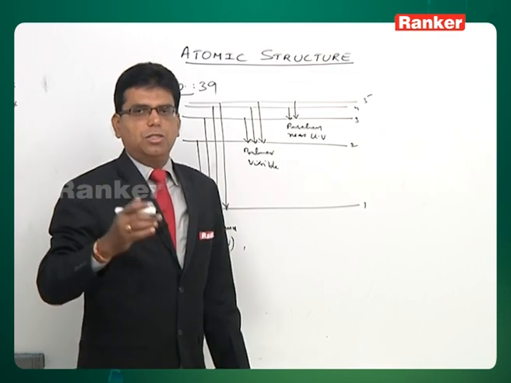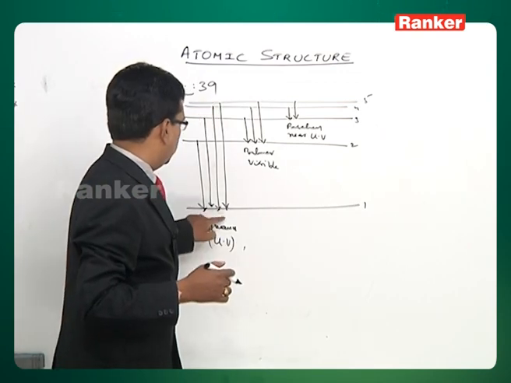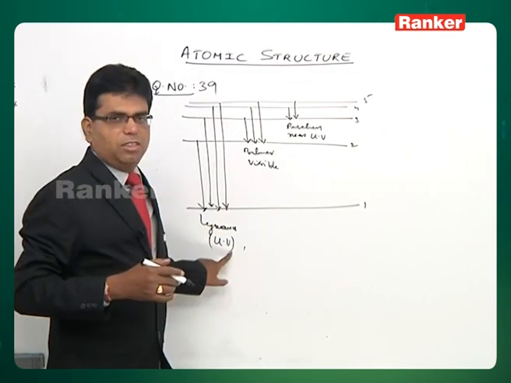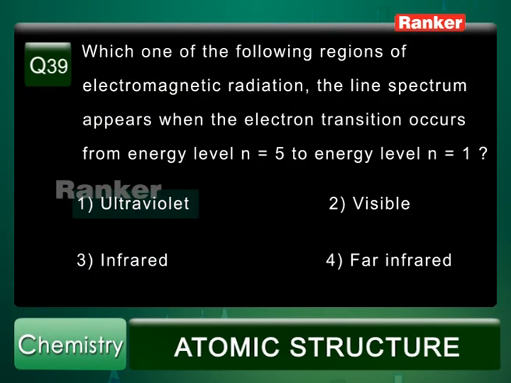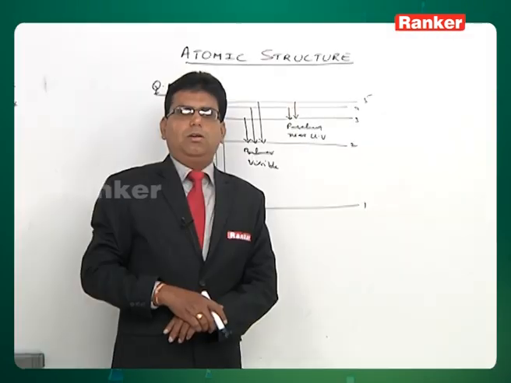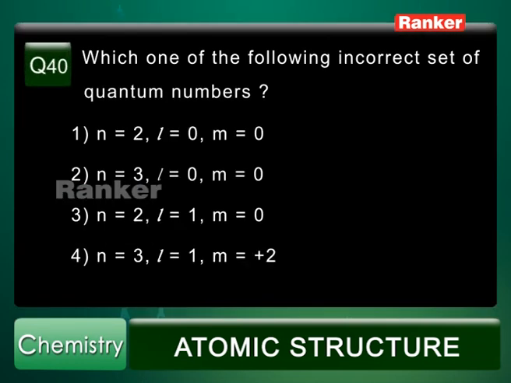Now the question is from n is equal to 5 to n is equal to 1. So this is Lyman series in the ultraviolet region. So the correct answer is option 1. Now let's move on to question number 40. This is once again related to quantum numbers.